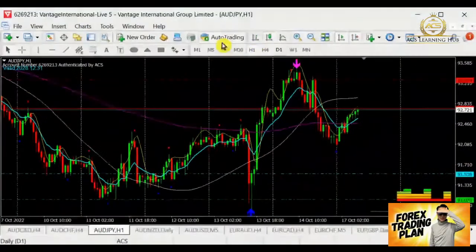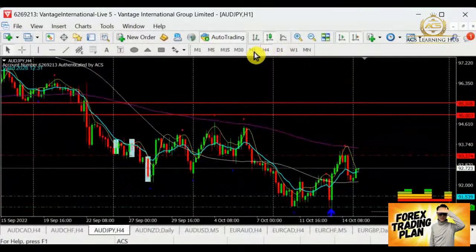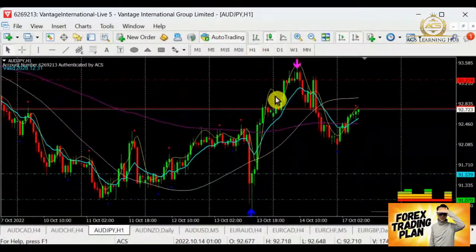So currently, by looking at this today, I will be looking at things like the chances of it testing on the resistance there is quite high. So I will want to wait for it to test on the resistance before I take action.